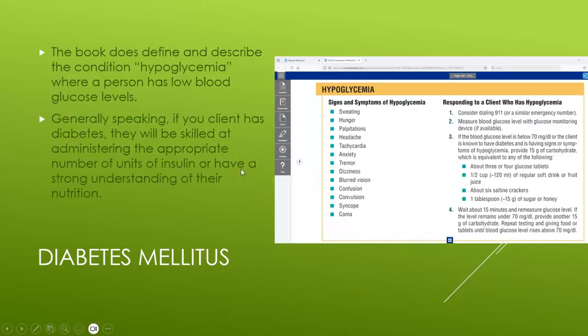All right, the book does define and describe the condition hypoglycemia, where a person has low blood glucose levels. Generally speaking, if your client has diabetes, they will be skilled at administering the appropriate number of units of insulin, or have a strong understanding of their nutritional requirements. So you don't have to worry too much about it.